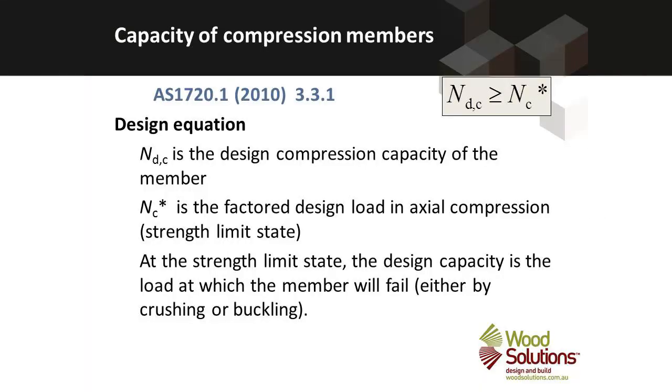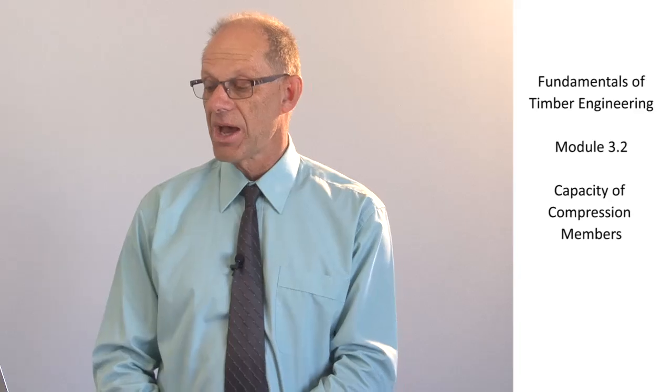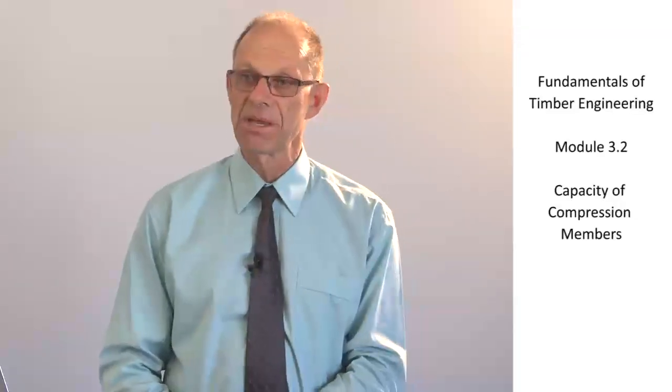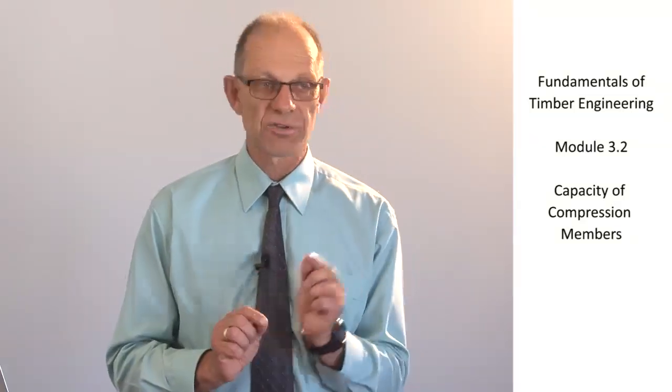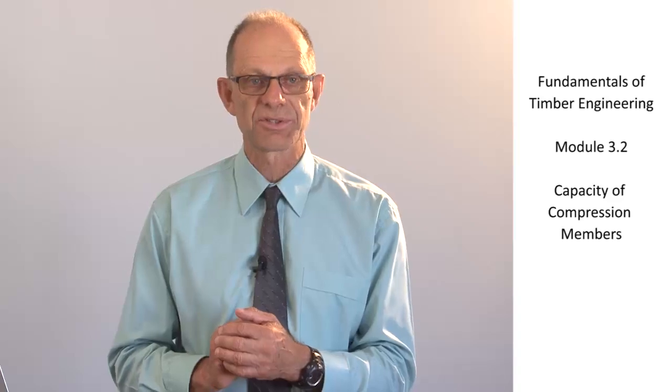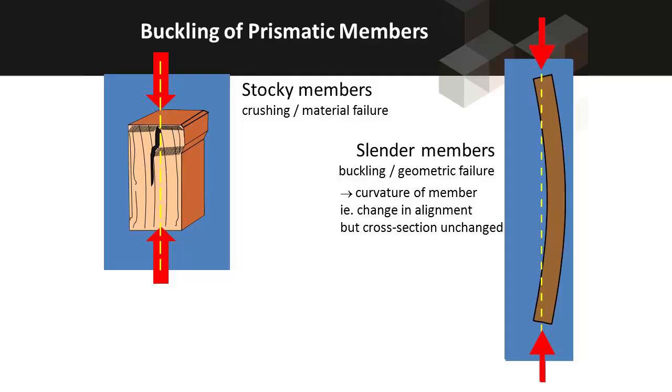The design equation: the design capacity has to exceed the strength limit state compression loads. The strength limit state compression loads are found by using loads that are factored by the strength limit state factors. And the behaviour of the timber member is going to be a function of its failure mode. There are two distinct failure modes, and this slide shows the pair of them.